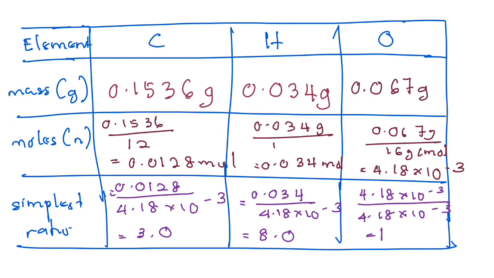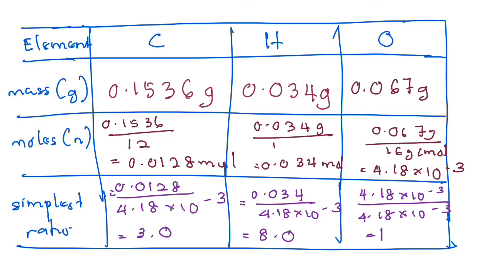And now you can complete your table. You can complete the number of mole of carbon and hydrogen, which were already calculated previously, and calculate the number of mole of oxygen. From the number of mole, you can find the simplest ratio. How to get the simplest ratio?